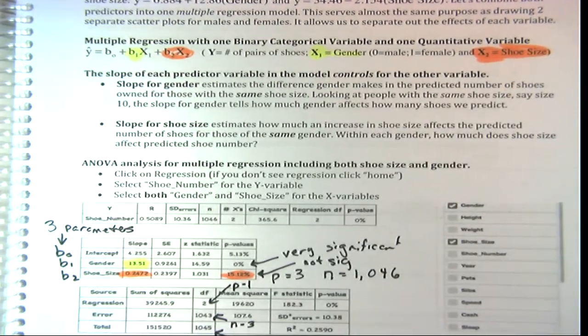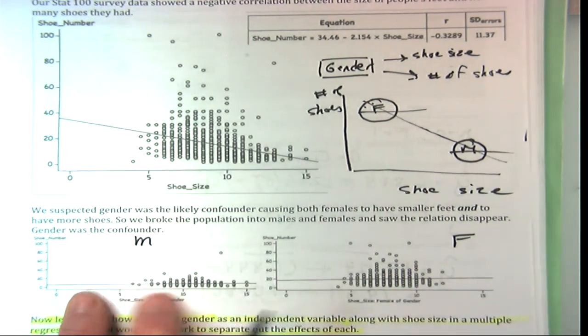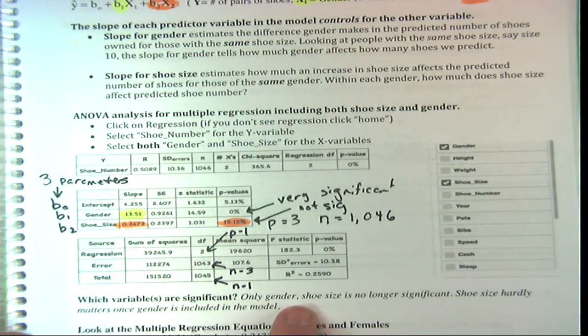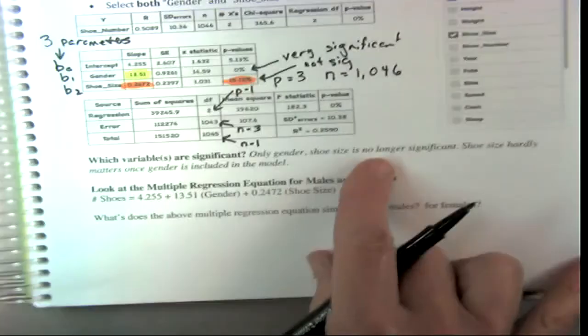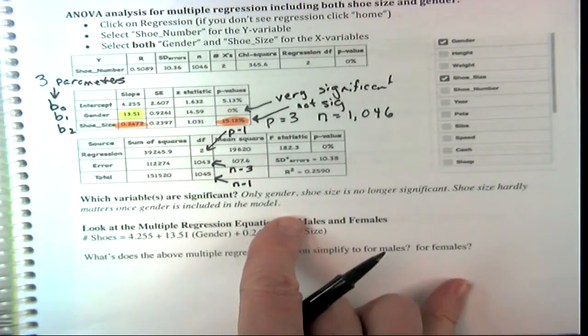Okay? And we expected it to, because look, once we included gender, it just about disappeared. It should disappear. There's a slight positive slope here. Okay, so which variables are significant? Only gender. Shoe size is no longer significant. Shoe size hardly matters once gender is included in the model.